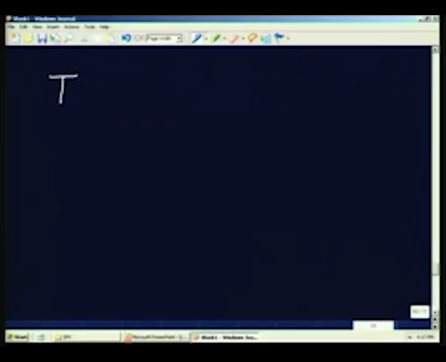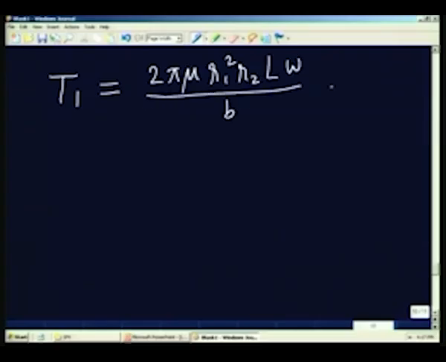From here I can work out the torque T1. So T1 is equal to 2 pi mu R1 squared R2 L omega divided by B. We will call this expression number 1.